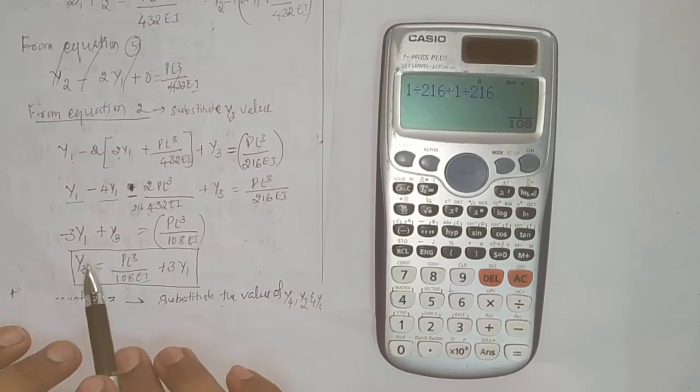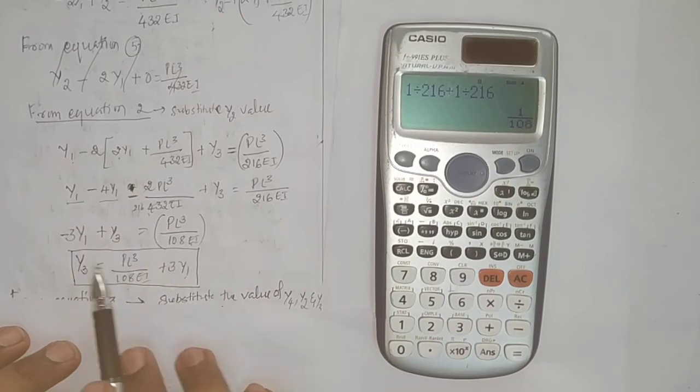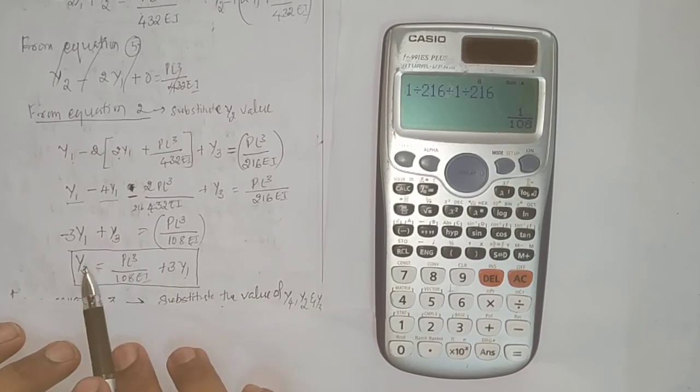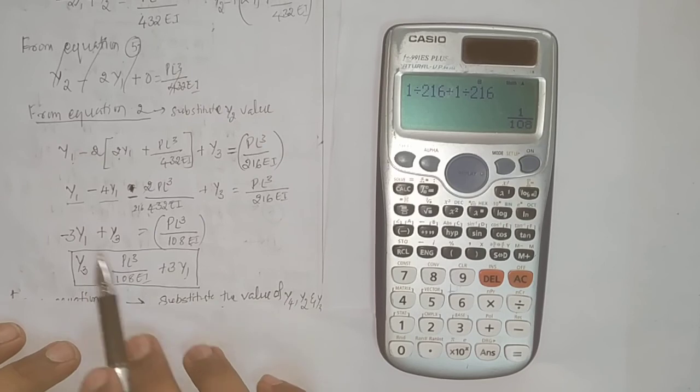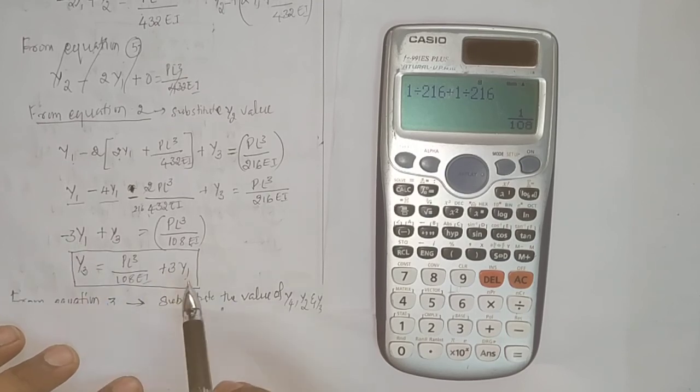And now you get y3 in terms of y1. Sending this to the other side, y3 is equal to PL cube by 108 EI plus 3y1.